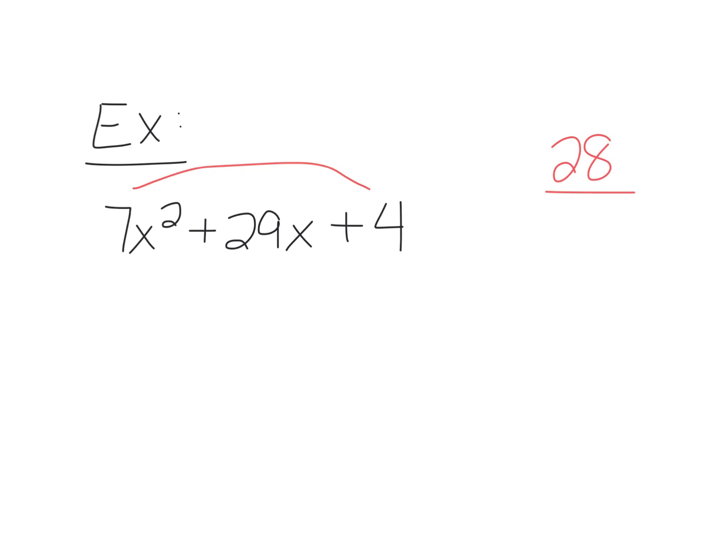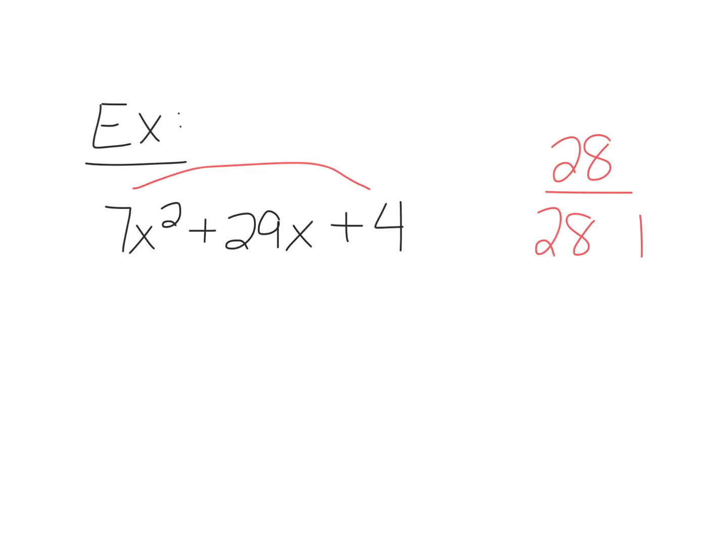What's the next step? Find the factors. So we want factors of 28, so numbers that multiply to 28 and add up to 29. What is it? It is 28 and 1. Does everyone agree? Do I have to change either of those? No. 28 times 1 gives us 28. 28 plus 1 gives us 29. So we don't have to change anything.